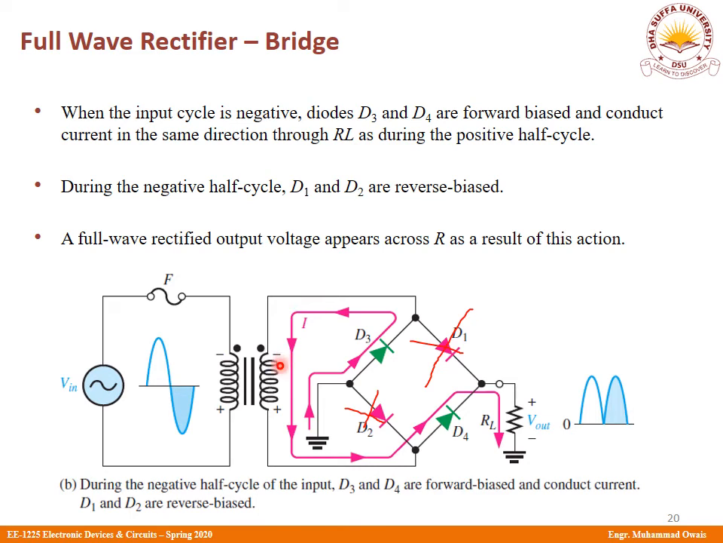If you apply KVL, you will again realize that there are two diode drops, the drop of diode D3 and the drop of diode D4. So again, the output voltage is nothing but V secondary minus 2 times the voltage drop across the diode. Again, it's important to focus that the current flowing into the output, which is the load resistor RL, flows in exactly the same way as during the positive half cycle. So the polarity of the output voltage remains the same. In this way, you get continuous half cycles at your output.